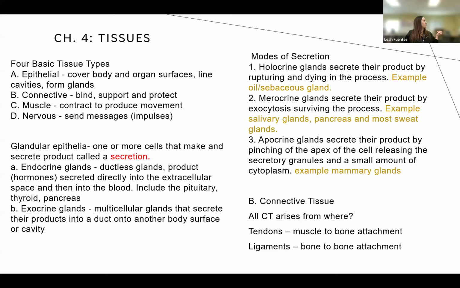So again, you're going to want to know the 4 basic tissue types, their function, where they're found. I left out a lot of the naming of the epithelial tissues or the differences in the connective tissues, just because we already went over that for the lab exam. If you do need a refresher on that, you can go watch our video on YouTube, Lab Exam 1 Review, where I did go over the tissues more in depth.